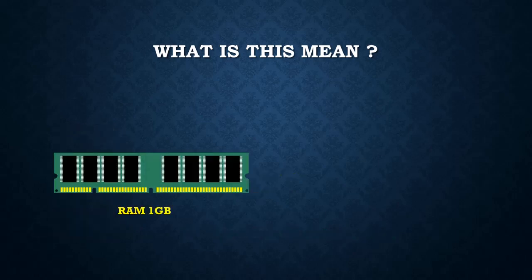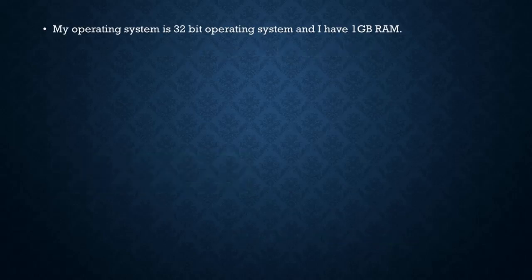And then you have 1 GB RAM, or maybe 8 GB RAM, maybe 16 GB RAM. What do you mean by that? So that means RAM capacity is, for example, 2 to the power 30 address space. That depends on your RAM capacity. Fine. Let's start with a small example.